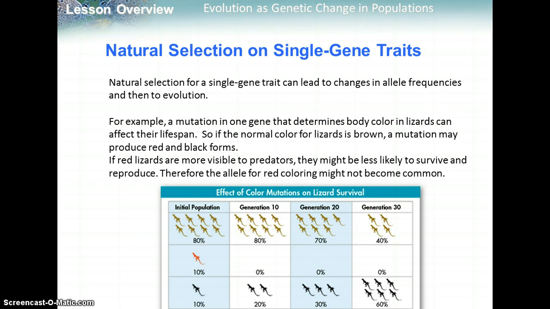Natural selection for a single trait gene can lead to changes in allele frequencies and then to evolution. For example, a mutation in one gene that determines body color in lizards can affect their lifespan. So here's the initial population, 80% brown, 10% red, and 10% black. So if the normal color for lizards is brown, a mutation may produce red and black forms right here. If red lizards are more visible to predators, they might be less likely to survive and reproduce. So therefore, that allele might decrease in numbers here. Therefore, the allele for red coloring might not become very common.